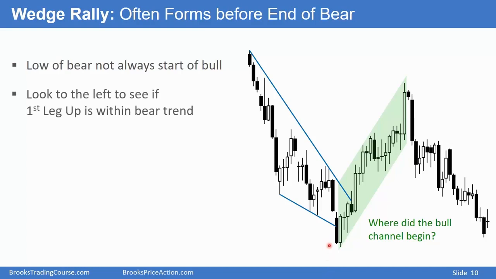I always look to the left to see if there's a first leg up within the bear trend. And I draw lines connecting highs, reversal down. So that's a possible first point of a line, reversal down, second point of the line. And while you can argue that it's 2 legs up from this low and the bull trend began here, some computers instead will say the bull trend began here and it's a wedge rally. 3 pushes up, 1, 2, 3, even though the bear trend had not yet ended.